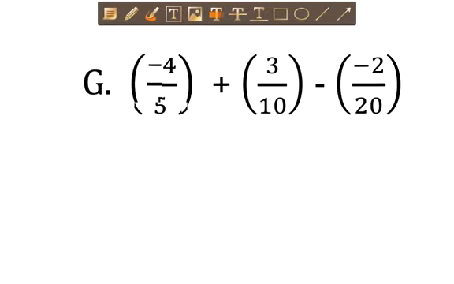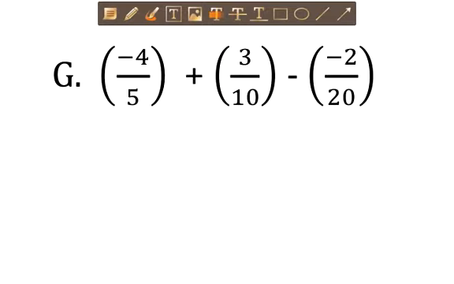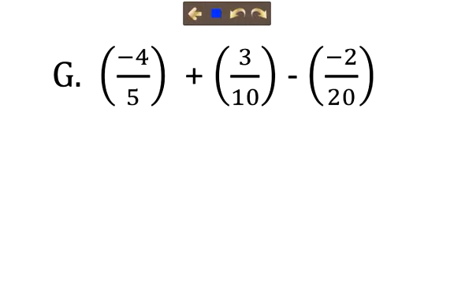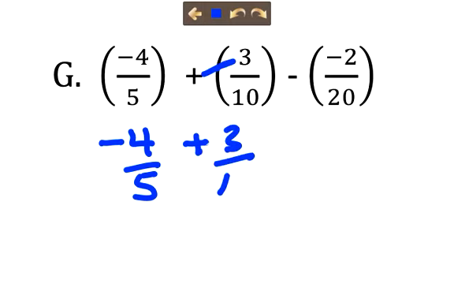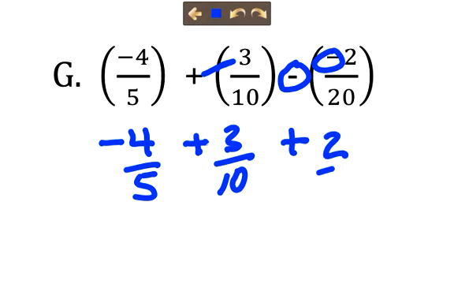This one is probably the hardest question of all of them. And when you see brackets, just try to get rid of the brackets wherever you can. Here there's nothing in front of the negative 4 over 5. There's no double sign, so just write it without the bracket. Here, the plus and the 3 go together, so just combine them. Here you have to fix it, because you've got a negative and you got a negative. Double sign becomes positive 2 over 20.